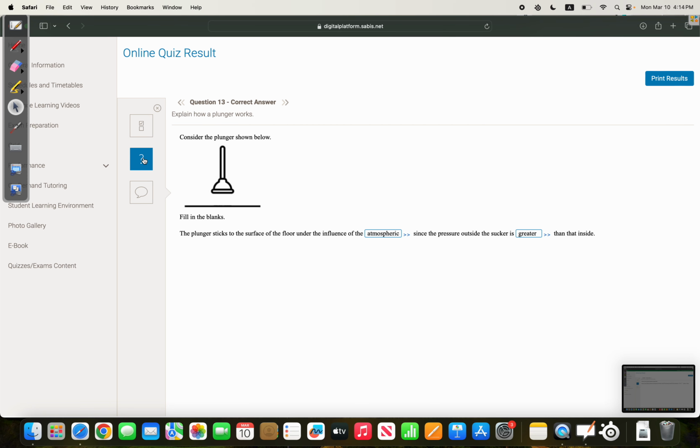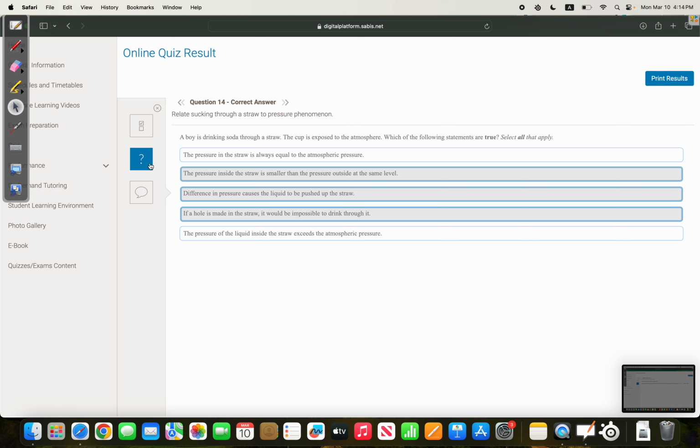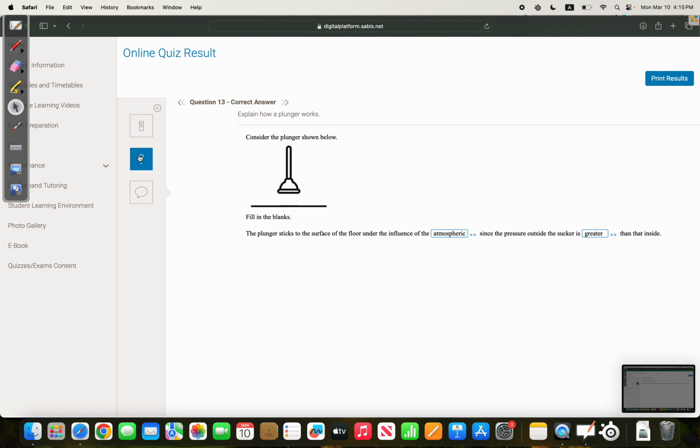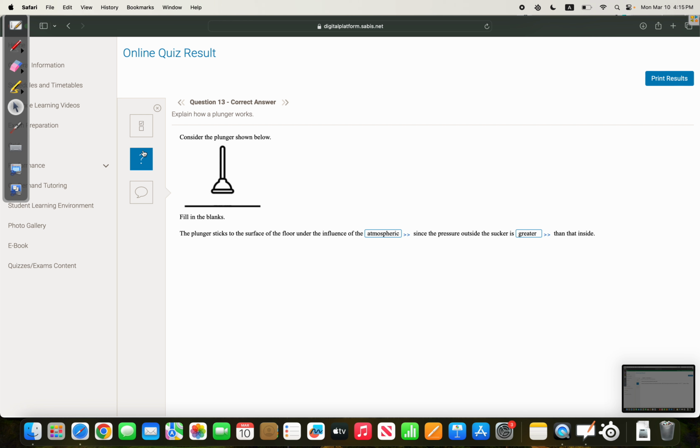The plunger sticks to the surface of the floor under the influence of atmospheric pressure since the pressure outside the sucker is greater than that inside. Sorry guys, I accidentally used my answer. The plunger sticks to the surface of the floor under the atmospheric pressure since the pressure outside the sucker is greater than, not less than, greater than the inside.